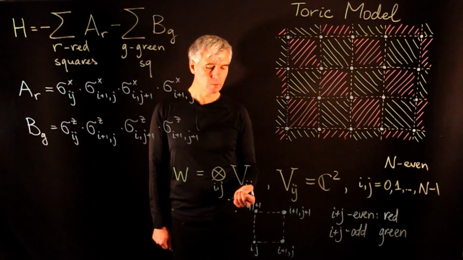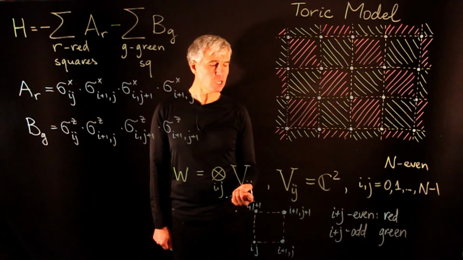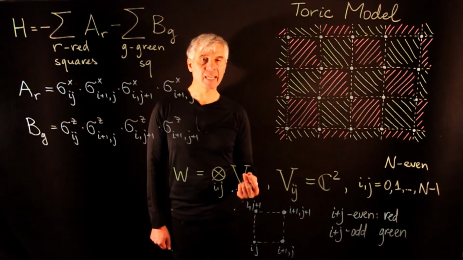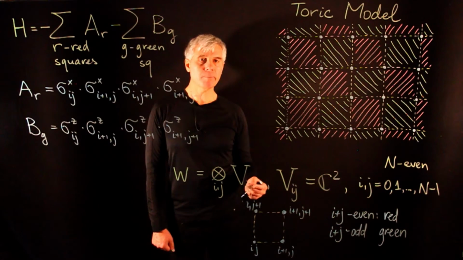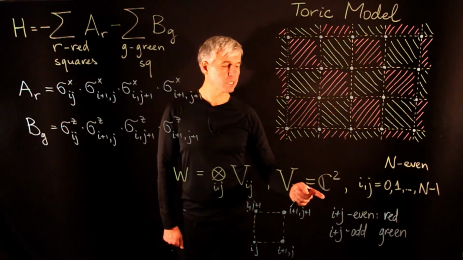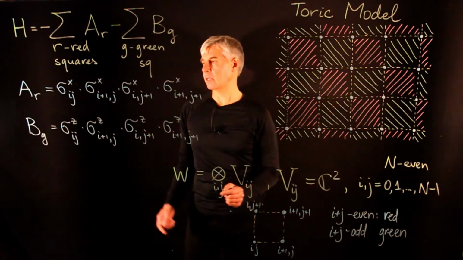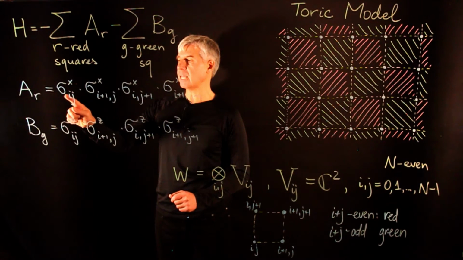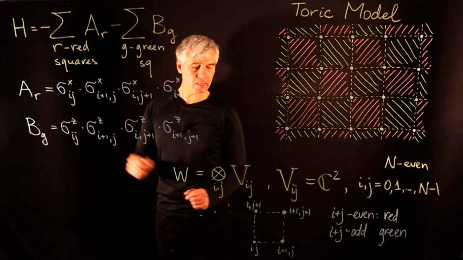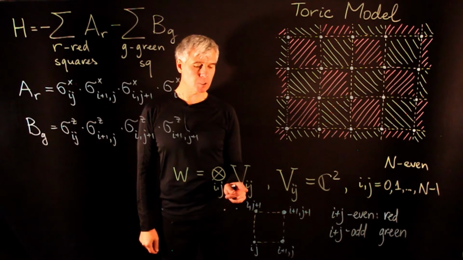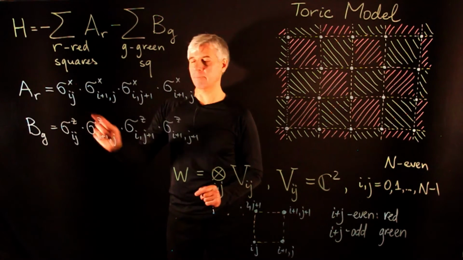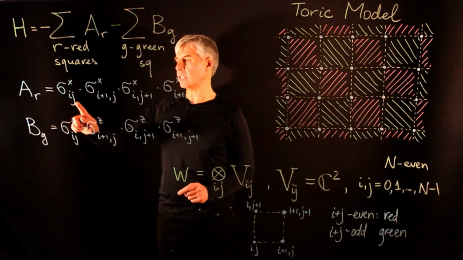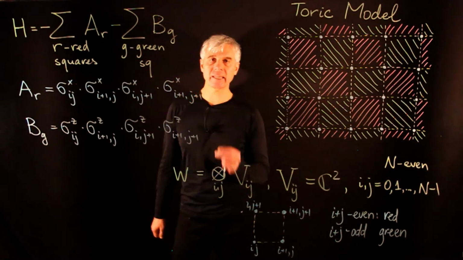In our model, for each lattice point ij, we have a two-dimensional complex space attached to that lattice point. And we have Pauli matrices acting on these copies of two-dimensional complex space. So operator sigma x ij is the Pauli matrix sigma x acting on the tensor factor that corresponds to the lattice point ij. And for all other tensor factors, the operator acts as identity.